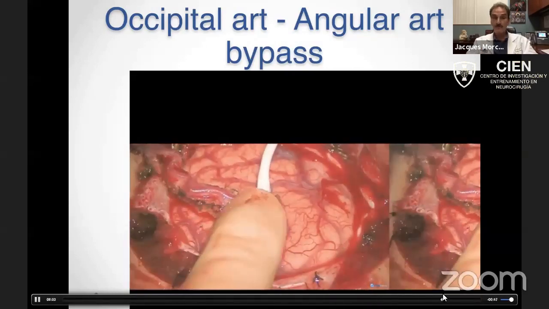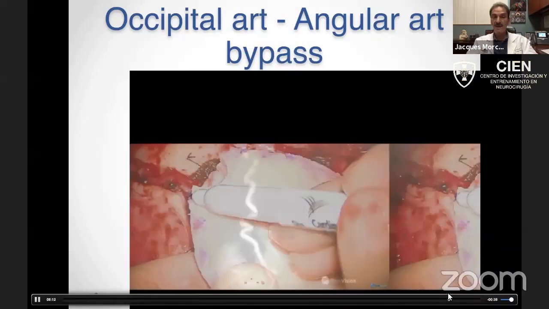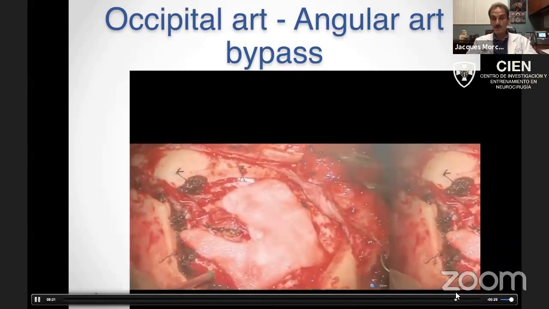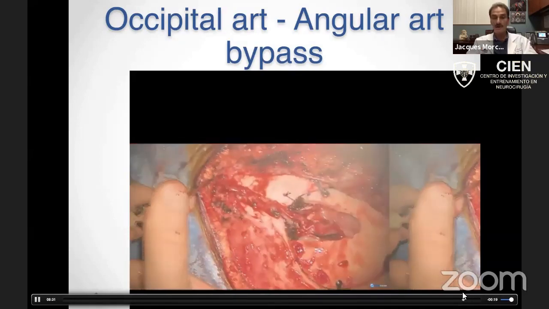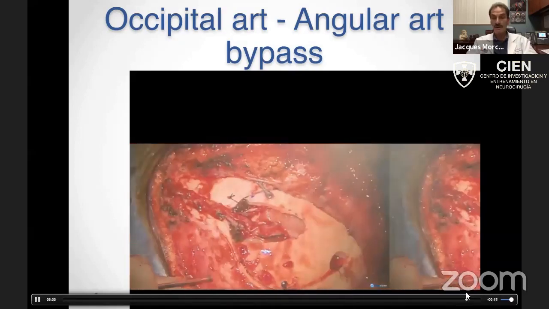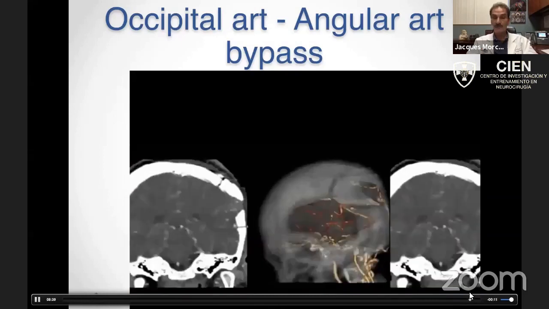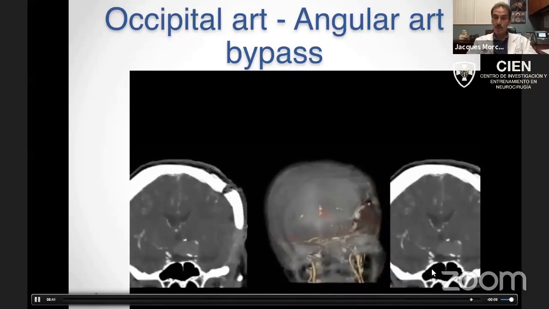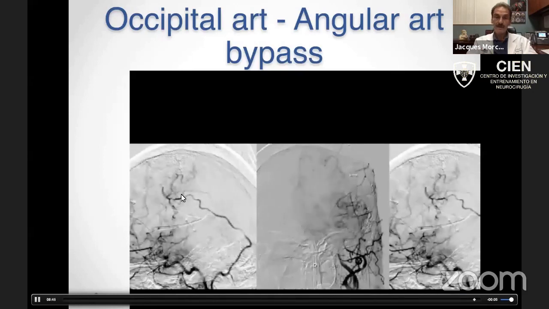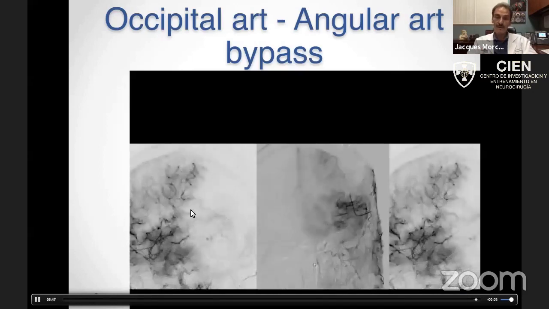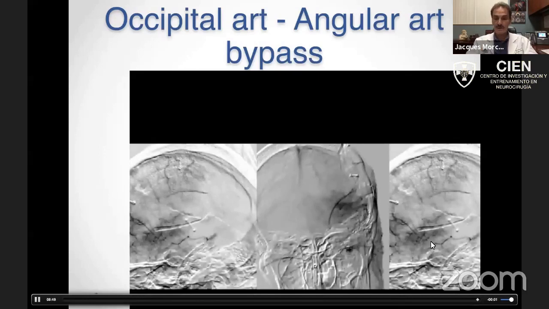So remember, if you have an occipital artery but no STA, you can do it, but the most you can reach is the angular artery. And here I'm creating a channel in the skull, like I did for the vein. And look at the nice post-op angiogram. Angiogram later confirmed patency of the bypass. There is the bypass. You see where you go to the angular artery through the occipital artery.